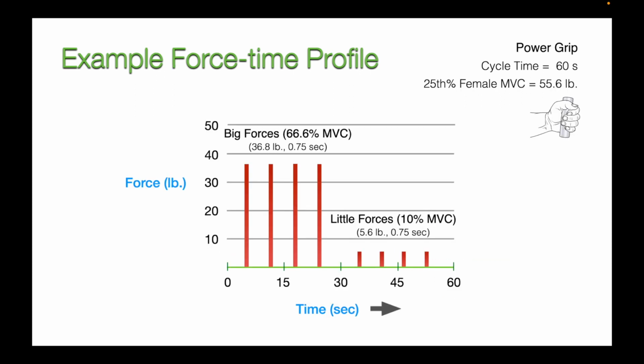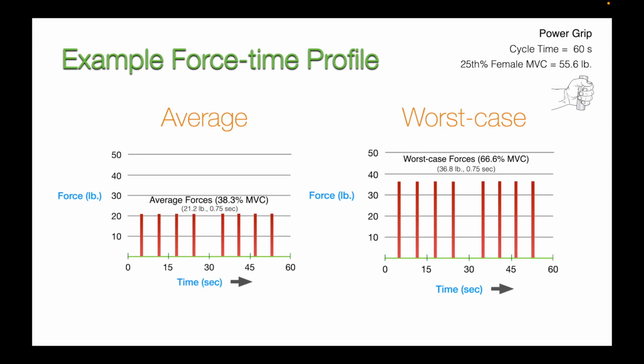And so what happens is our actual force profile had the big forces, 4 of them, and then 4 little forces. We either compute an average, which you wind up with about 38% MVC, 21.2 pounds, still with 3/4 of a second in duration. And if we use the worst case, we take the highest one, 66% MVC, and we plug that into the model. So that's typically what you do with a lot of the traditional models. This is exactly what we're forced to do. You can use the average, or you can be more conservative if you use the worst case.